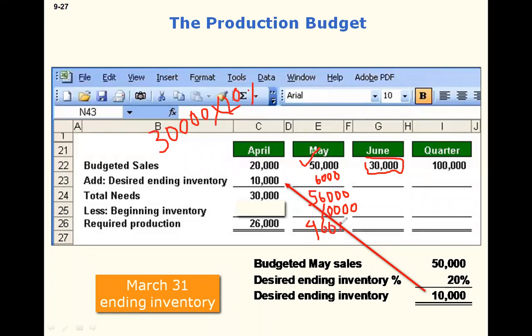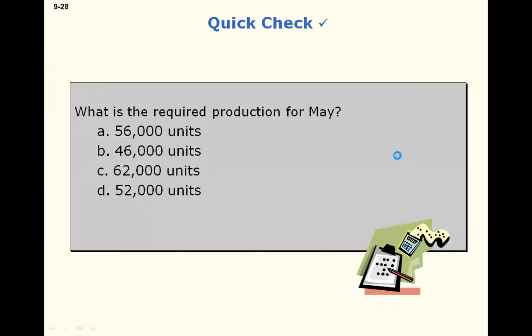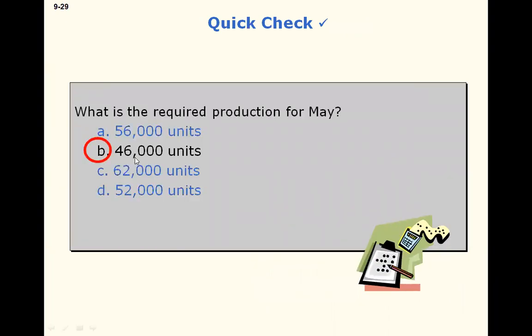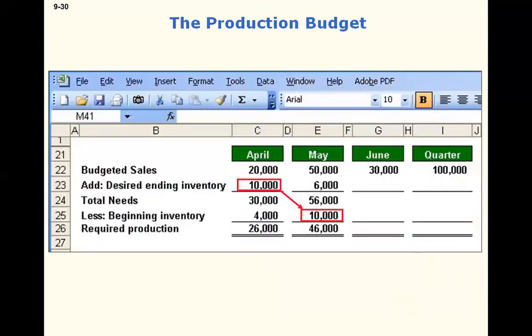Are you clear, all of you? Yes, sir. Okay, hopefully you are clear. So see, what will our answer be, the answer of the quick check? So the answer will be 46,000. Are you clear? Clear, sir. Okay, so see here, April month ending will be the May month beginning. Okay, can you understand this? Yes, sir.